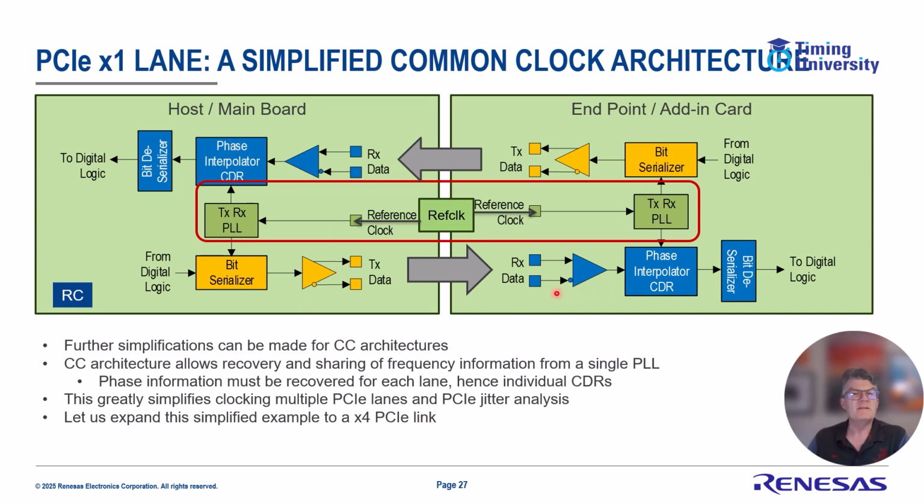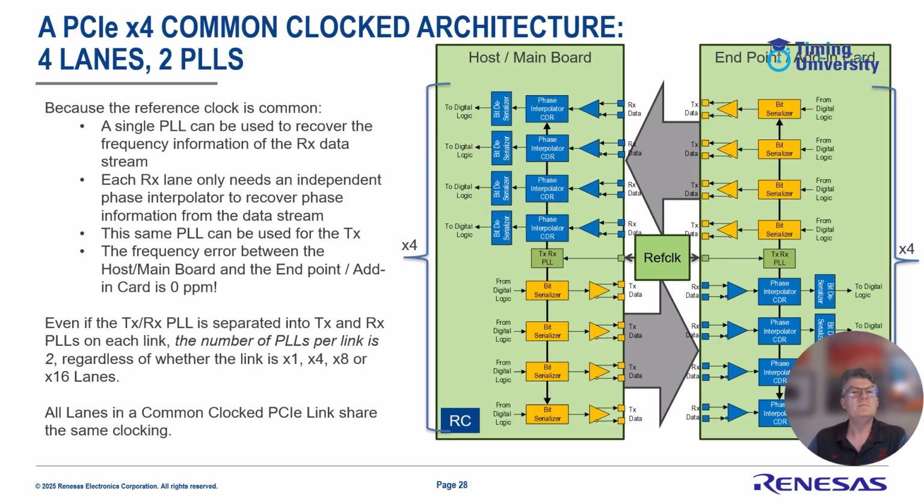So if we take this and expand it to 4 lanes, we get a by 4 that looks like this, where we have all of the receivers in the host up here, the transmitters here, and yet we have a single TX-RX PLL with the ref clock in the middle and another one over here, TX-RX PLL on the endpoint. And you can see that we've expanded to a by 4, and we still have a single PLL that's needed in each side of the interface. So a great simplification in the implementation also for common clocked architectures.